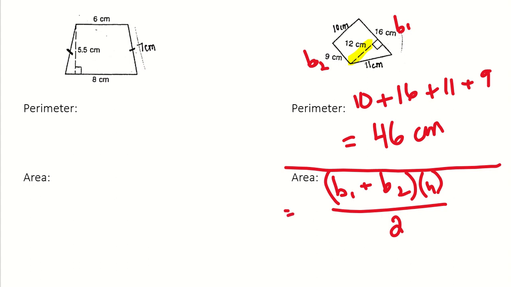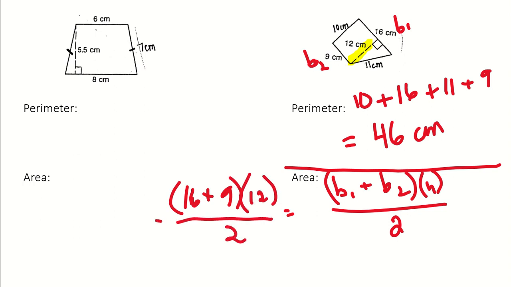Okay, so I'm going to work this way, just because that's where I have room. So I'm going to do 16 plus 9, right? That's base 1 and base 2, times the height, which is 12. All of that divided by 2. Okay, next part is to work out the 16 plus 9. 16 plus 9 is 25. So that is the base 1 and base 2.